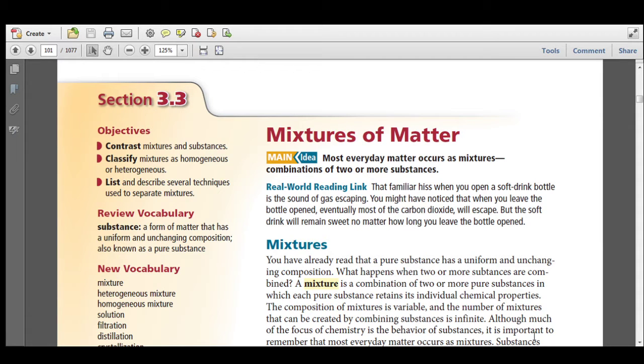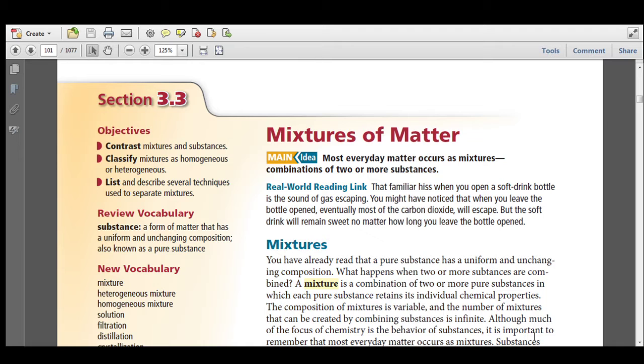Section 3.3, Mixtures of Matter. The objectives of this lesson are to contrast mixtures and substances, classify mixtures as homogeneous or heterogeneous, and list and describe several techniques used to separate mixtures.